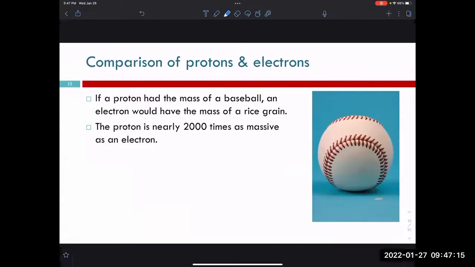So if a proton had the mass of a baseball, an electron would have the mass of a grain of rice. That's how different the masses are between those. A proton is about 2,000 times as massive as that electron. There's actually a grain of rice there.